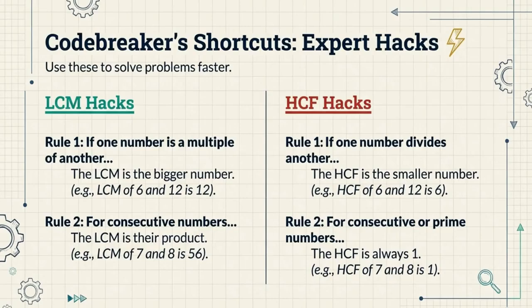No math required. Consecutive number hack. For numbers like 7 and 8, LCM is just their product. 7 times 8 is equal to 56. HCF is always 1. Memorize this slide.